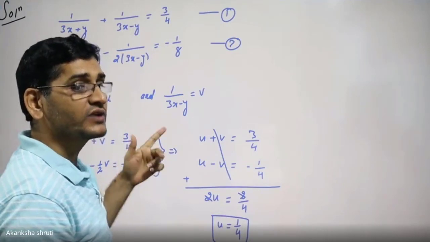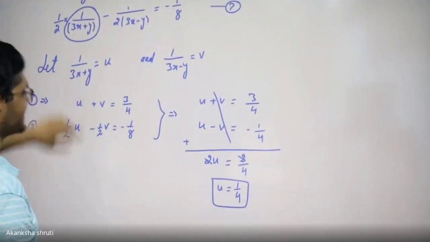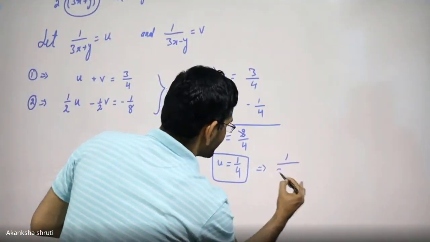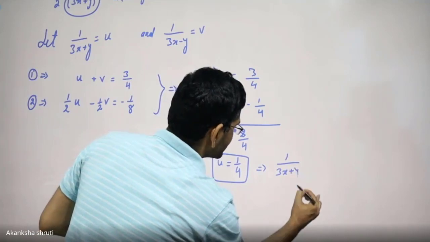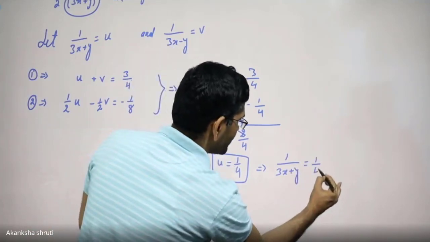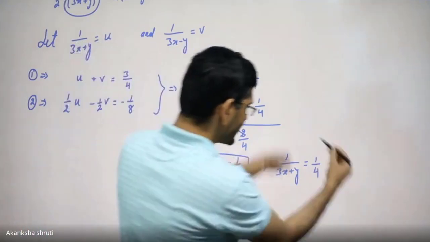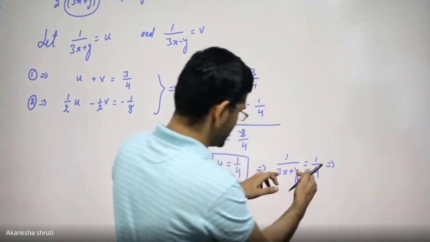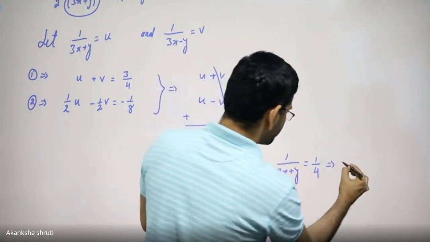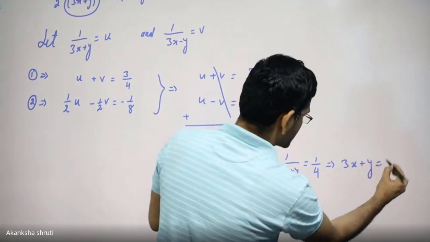Rather, a new relation it is going to give. See here, our u is 1 by 3x plus y. So this implies 1 by 3x plus y is our u, which is 1 by 4 that we have calculated. In place of u, I have just substituted. Take the reciprocal of this, means bring the denominator into the numerator on both sides and the numerator into the denominator. 3x plus y is equal to 4.